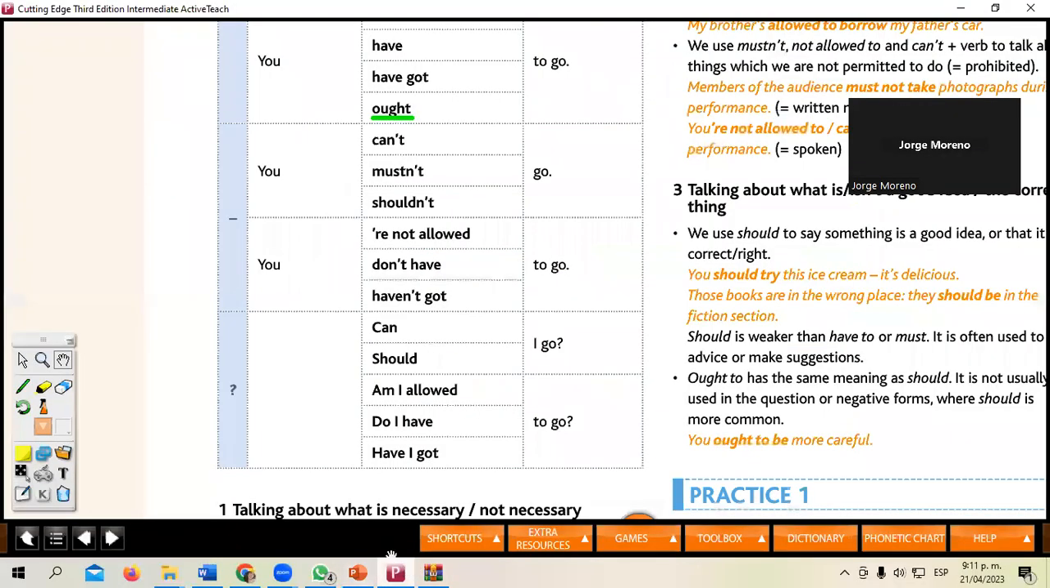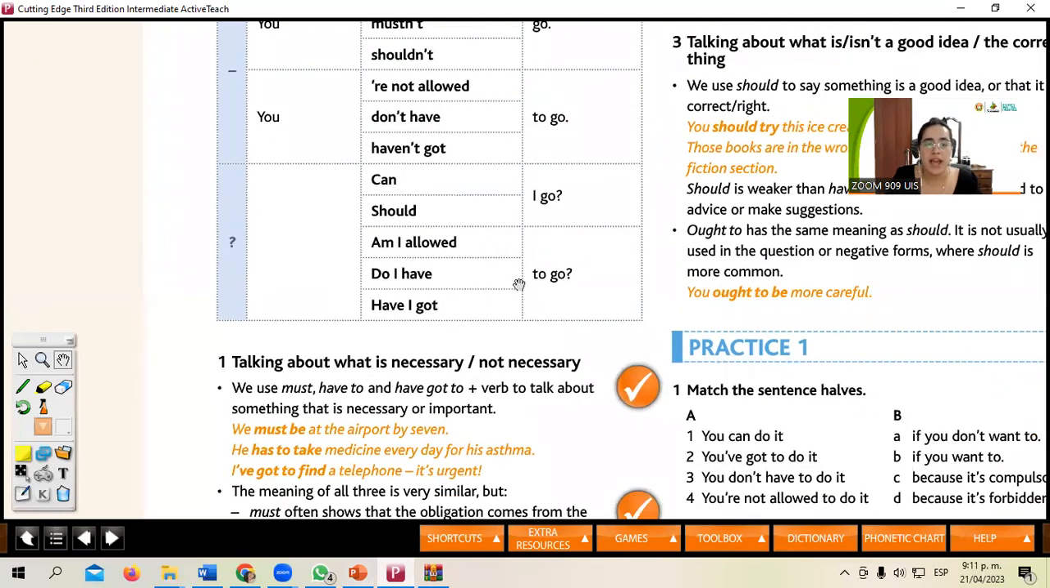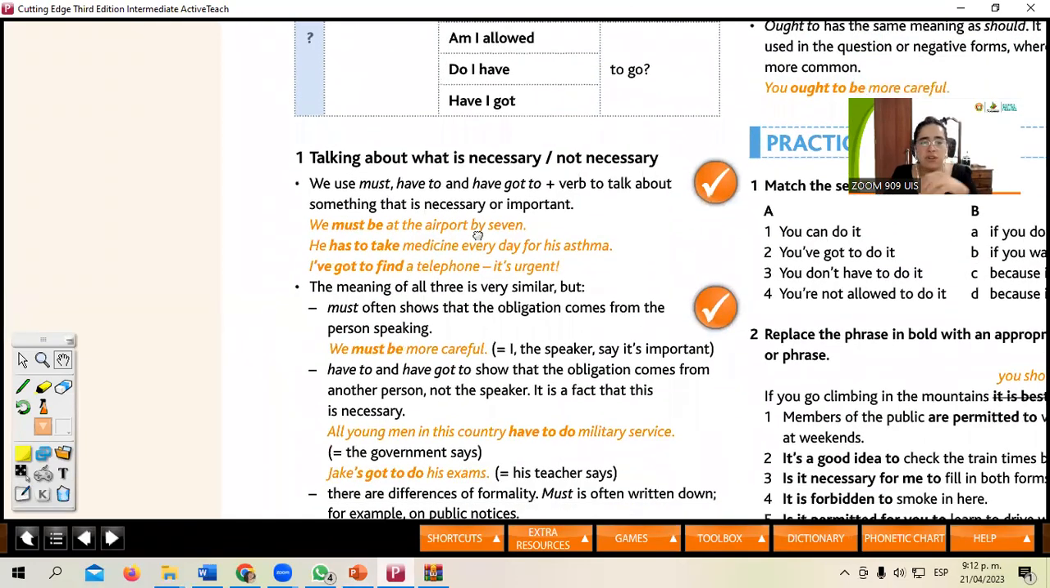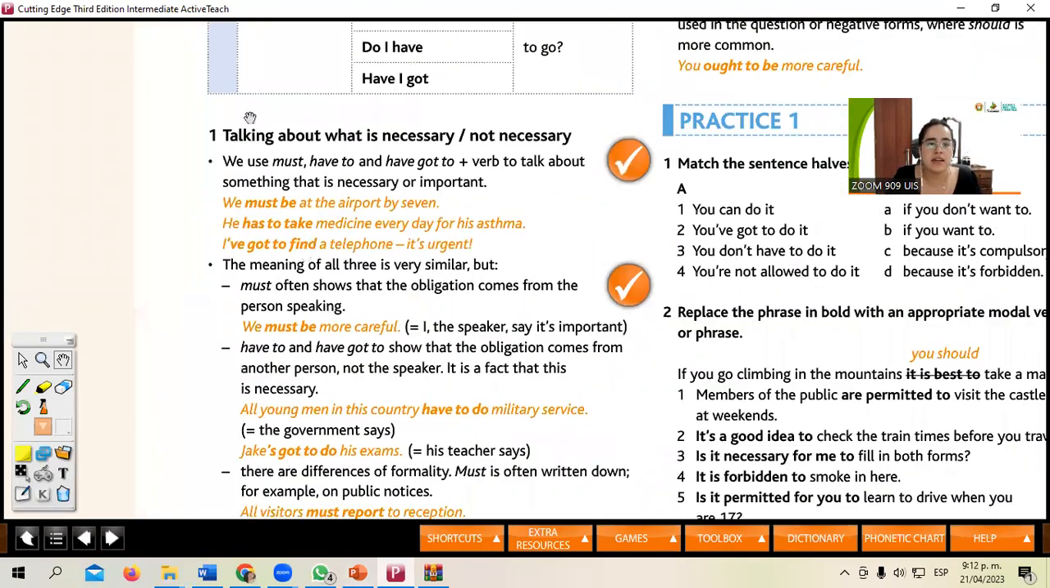Okay, teacher. Okay, let's continue. Okay, so the questions, do I have to go or have I got to go? So let's read quickly. Let's see when we talk about something necessary or not necessary. Entonces vamos a verlos rápidamente cuando usamos cada uno.